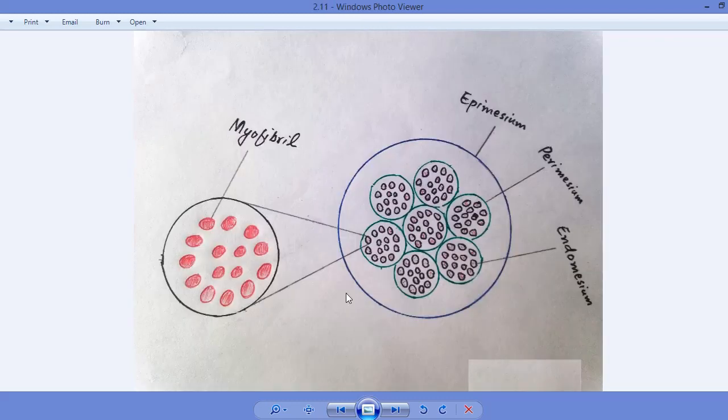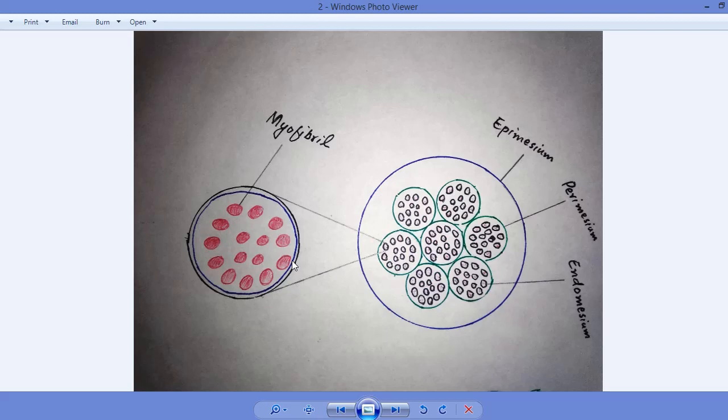In this slide, we can see that this muscle fiber is magnified, which is surrounded by endomysium. This is the endomysium which surrounds the muscle fiber, and each endomysium contains another layer. I am going to show you in this diagram. You can see that each endomysium contains another layer.